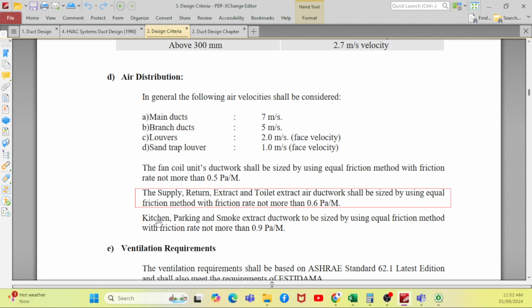If you are going for an industrial type, or kitchen, or parking, or smoke exhaust duct, which works very rarely, you can go with the maximum pressure drop, like 0.8 to 1 Pascal per meter, right? So within that range you can design.